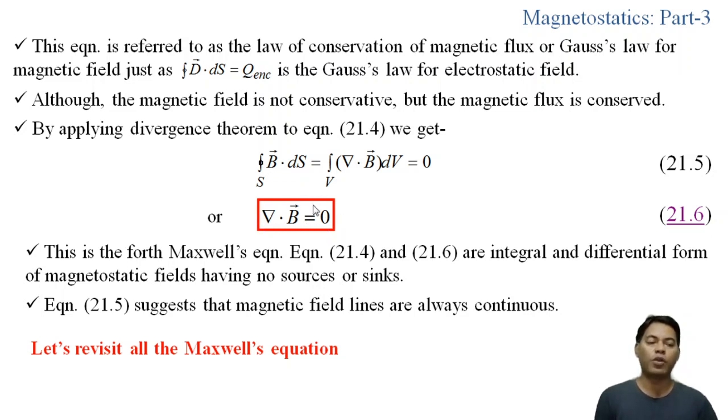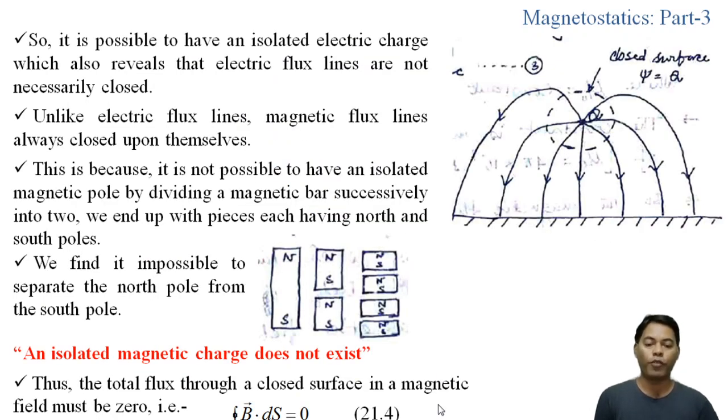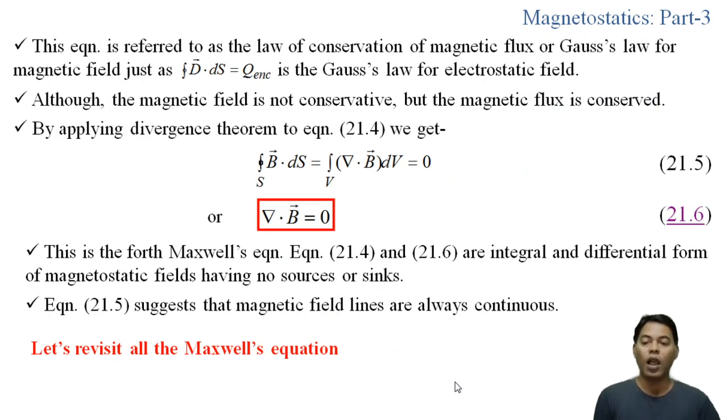This equation 21.6 is called the differential form of Maxwell's equation, and the expression 21.4 is known as the integral form of Maxwell's equation. This one is the fourth Maxwell's equation. From this expression we can understand that the magnetic field lines are always continuous.